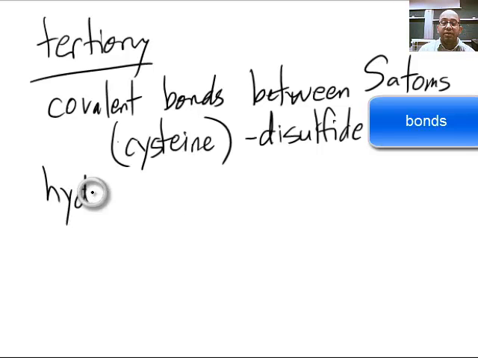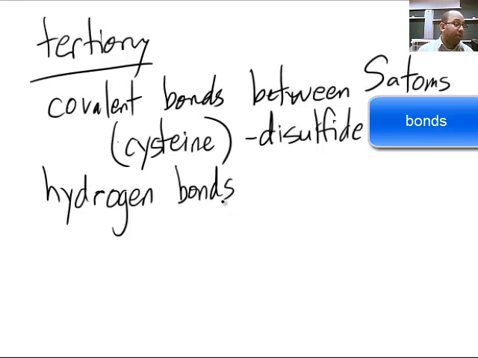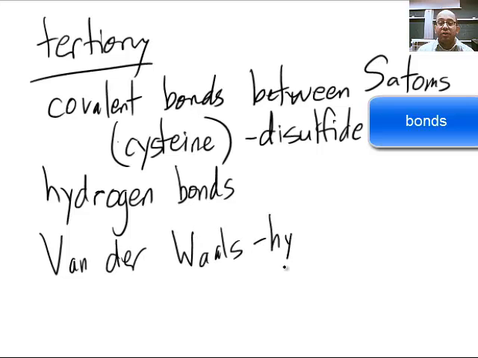You can form hydrogen bonds between hydrogens of one part of the molecule and oxygens or nitrogens in another part of the molecule. And these are relatively weak, but if you get a whole bunch of them, it can be quite strong. You can have van der Waals interactions, and these are actually happening between hydrophobic side chains, hydrophobic R groups.